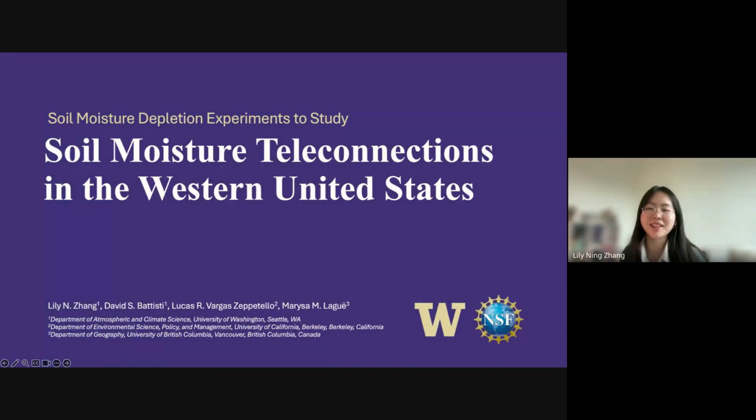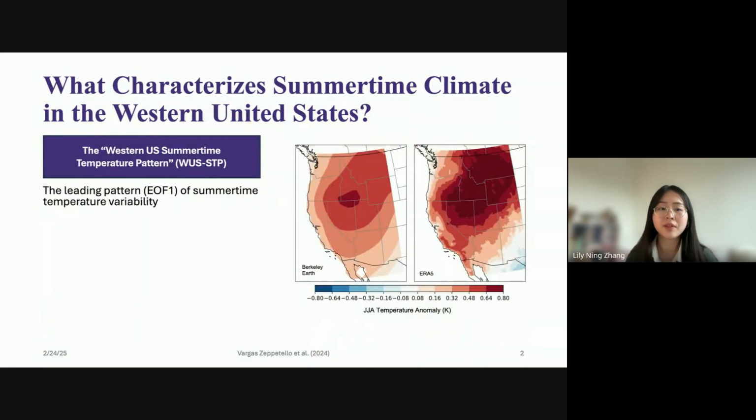Great. Hi, everyone. This is Lily Zhang. I'm a third-year graduate student at the University of Washington working with David Battisti, and today I'm really excited to share some of my recent work setting up the soil moisture depletion experiments within CLM to study teleconnection-like behaviors in Western US climate. The motivation for our work comes from a previous study where we were analyzing summertime temperature variability over the Western United States.